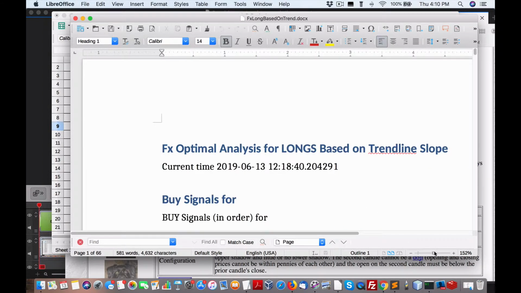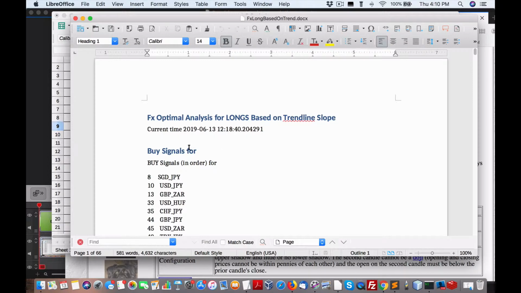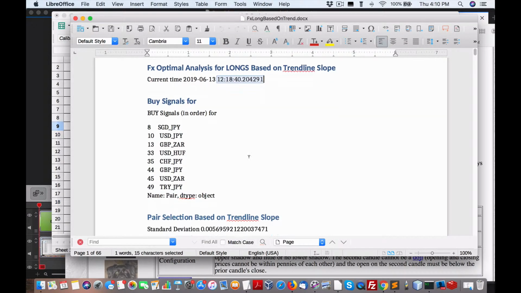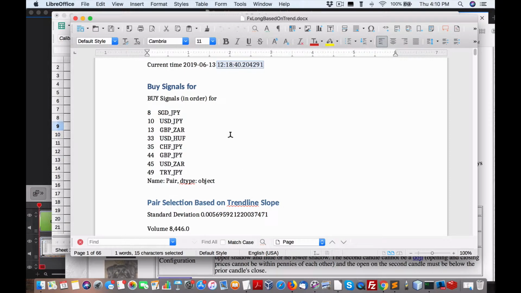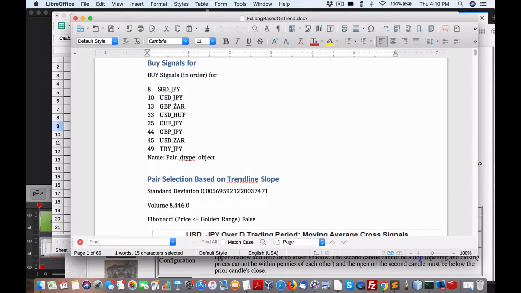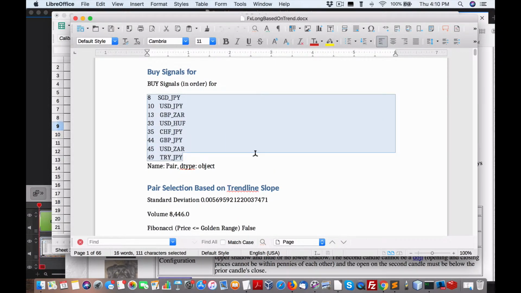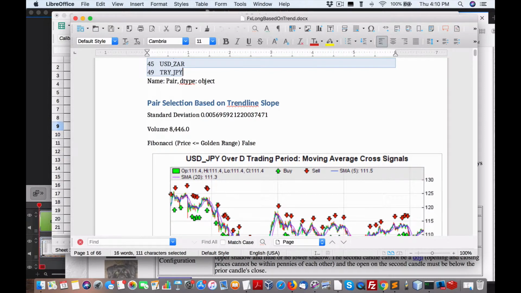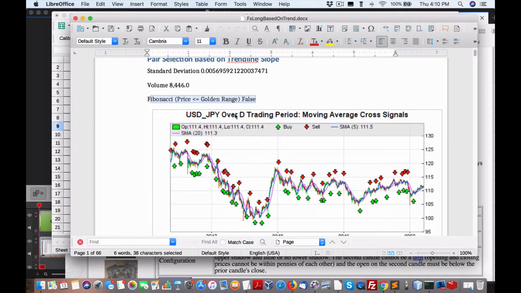Okay, once again, the same format. You can see that the date was generated not too long ago, maybe 4 hours ago. These will be updated every hour. So this is our selection here. So here is the U.S. Japanese yen, not within that golden range, but here's a very interesting signal.